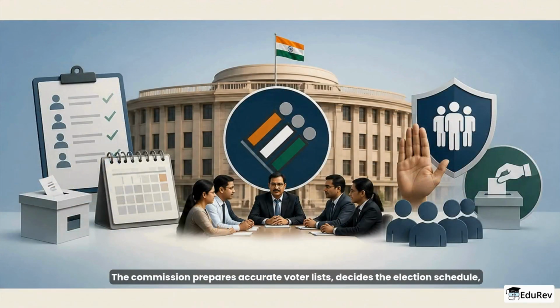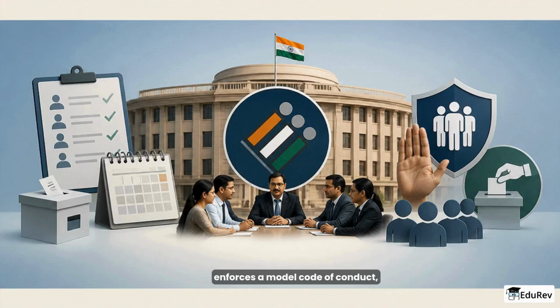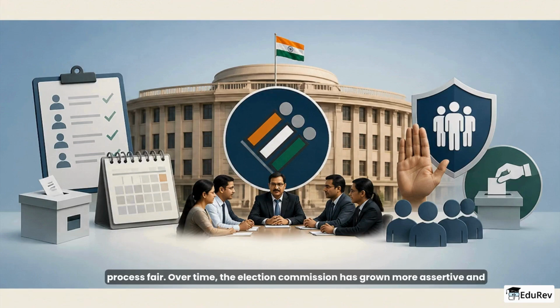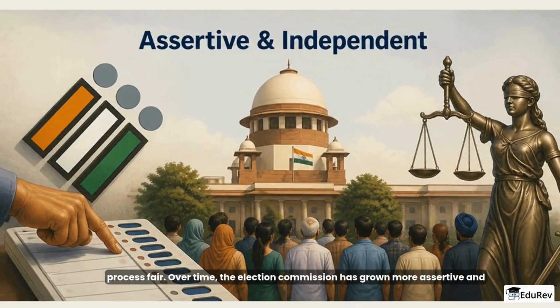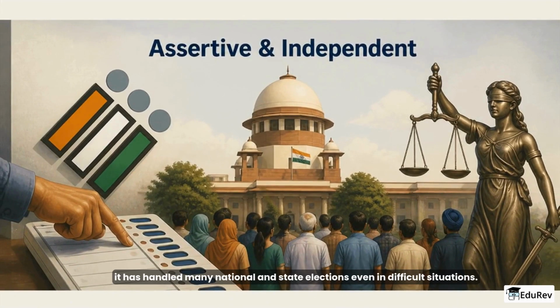The Commission prepares accurate voter lists, decides the election schedule, enforces a model code of conduct, can order repolls, and recognizes political parties and their symbols. It also controls administrative officers during elections to keep the process fair. Over time, the Election Commission has grown more assertive, and it has handled many national and state elections even in difficult situations. It postponed polls in 1991 after Rajiv Gandhi's assassination, and in 2002 in Gujarat, showing how it can act to protect voters. And courts have generally supported such steps.